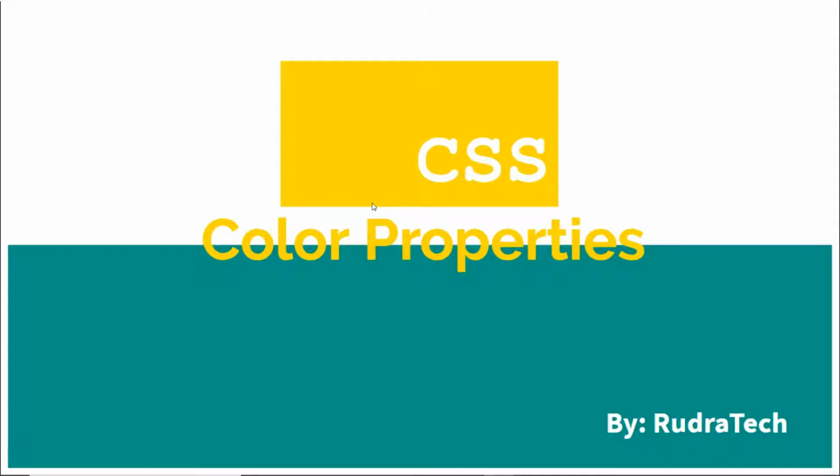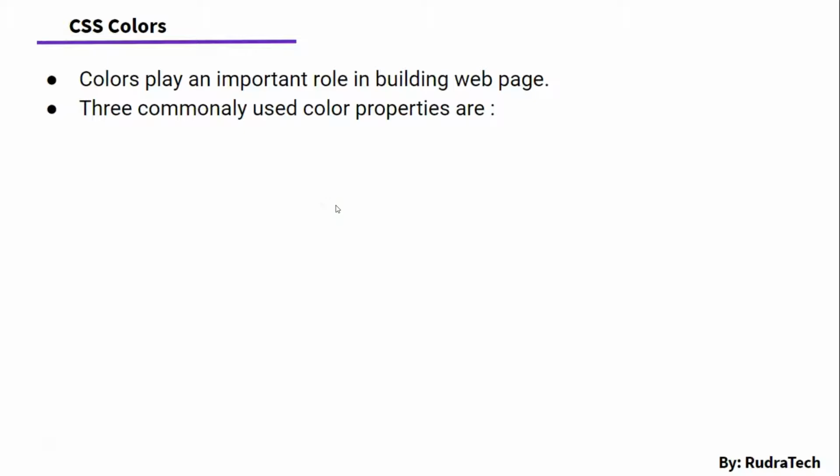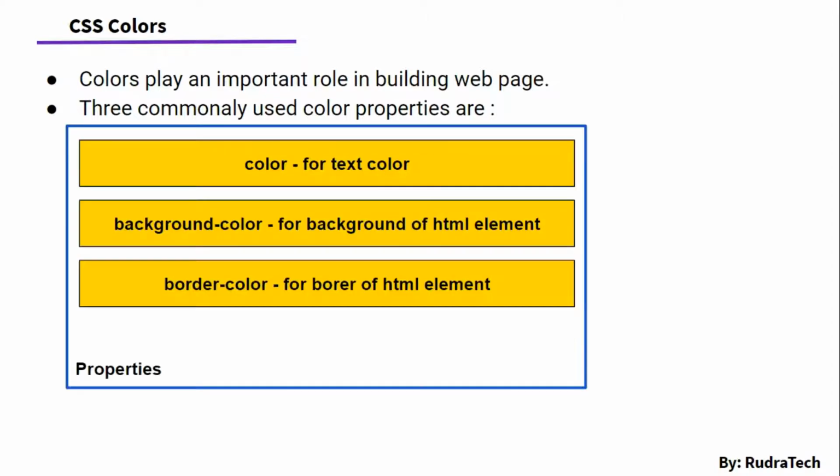Well, colors play an important role in building the web page. The better the combination of colors you have, the more attractive your site will be. There are three commonly used color properties. The first one is color, which will be applied to the text of the HTML element. Then there is the background color property, which will be applied to the background of the HTML element. And third is the border color, which will be applied to the border of the HTML element.